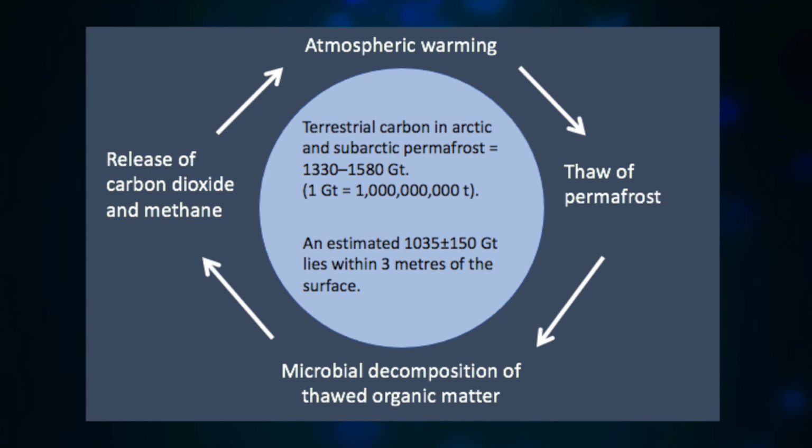And I think the alarming thing here is that there's a huge amount of terrestrial carbon within permafrost. It's estimated that it lies between about 1,330 and 1,580 gigatons. Remember, a gigaton is 1 billion tons. And moreover, more than 1,000 gigatons lie within about 3 meters of the surface.